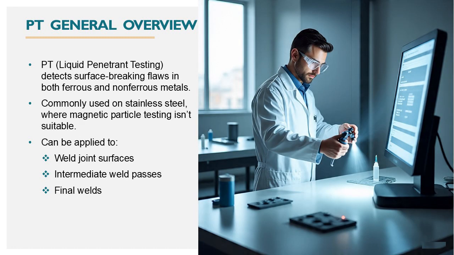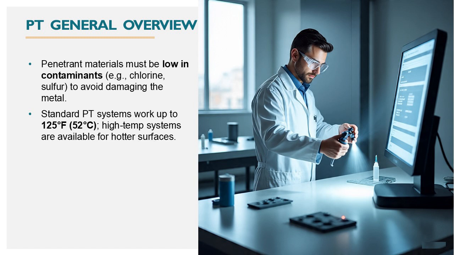Liquid penetrant examination or PT general overview. PT, or liquid penetrant testing, detects surface-breaking flaws in both ferrous and non-ferrous metals, commonly used on stainless steel, where magnetic particle testing isn't suitable. Liquid penetrant testing can be applied to weld joint surfaces, intermediate weld passes, and final welds. Penetrant materials must be low in contaminants, such as chlorine and sulfur, to avoid damaging the metal.